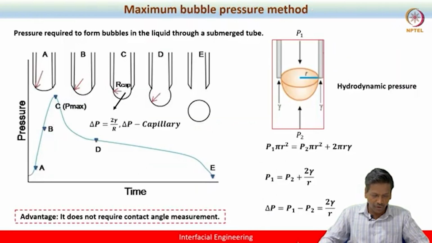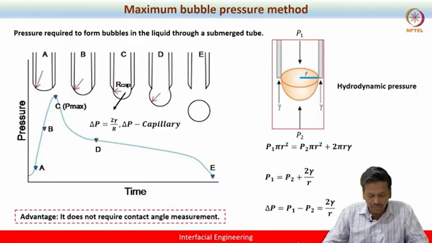Right. So now coming to the maximum bubble pressure method. This is quite simple, because the advantage that we have in this method is that it doesn't require contact angle measurement. I mean, you don't need to know the contact angle. Here what we actually measure is the pressure required to detach the bubble. The pressure required to detach the bubble will give you a relation between gamma, the surface tension, and the Laplace pressure.